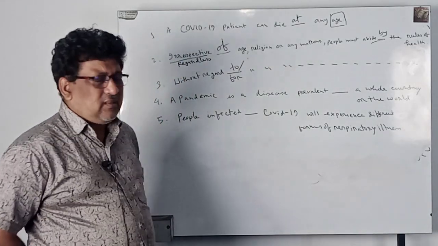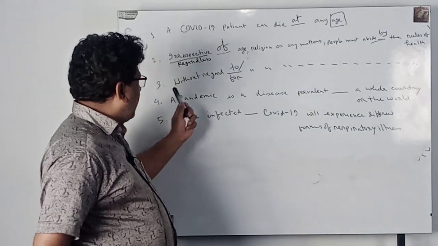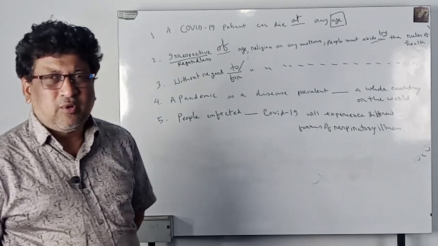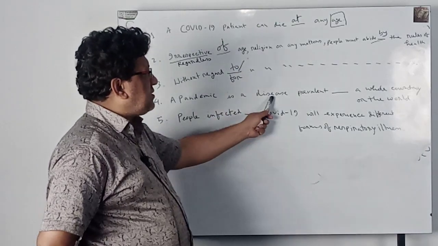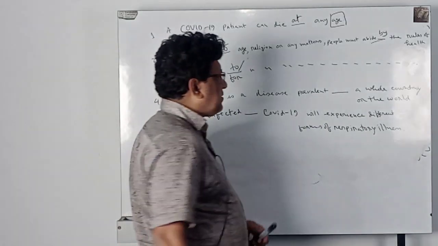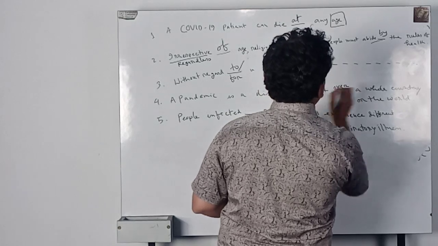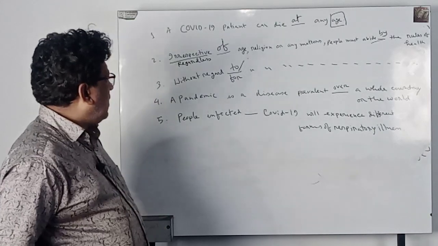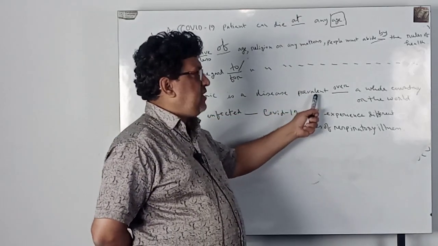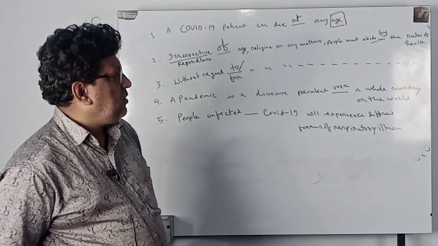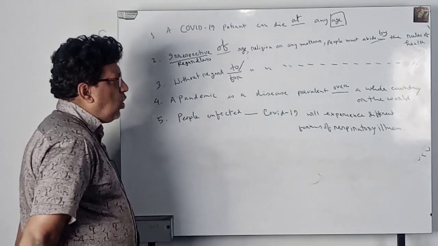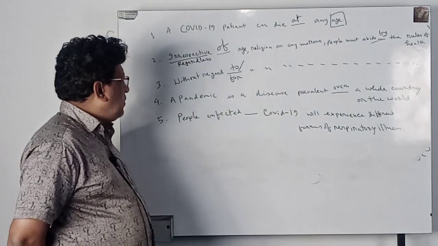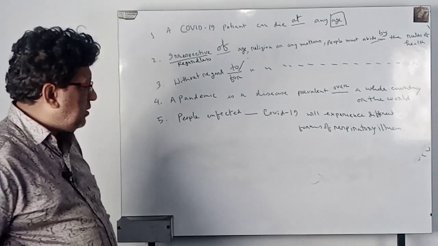Then question number 4: a pandemic is a disease. So there is a definition of pandemic. Say for example, COVID-19 is a pandemic. A pandemic is a disease prevalent. The word prevalent demands the appropriate preposition over. Prevalent over a whole country or the world. So a pandemic is a disease which is prevalent over a whole country or the world. We must use over with the adjective prevalent.